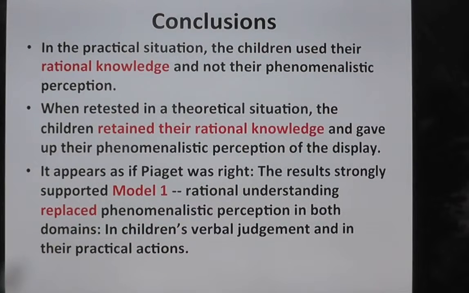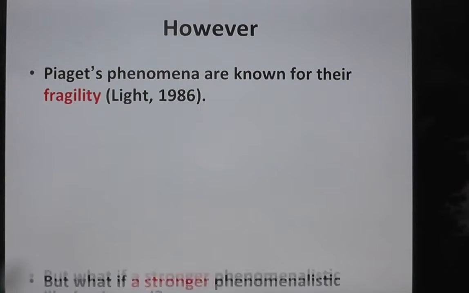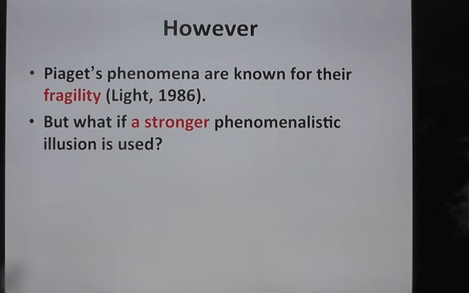It appears as if Piaget was right. The results strongly supported Model 1. Rational understanding replaced phenomenalistic perception in both domains, in children's verbal judgments and in their practical actions. However, Piaget's phenomena are known for their fragility. But what if a stronger phenomenalistic illusion is used?